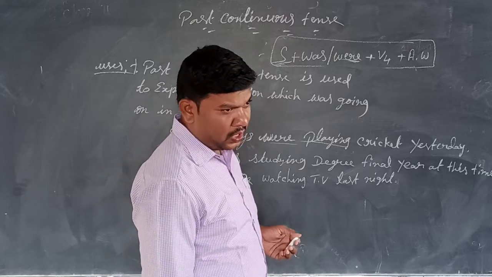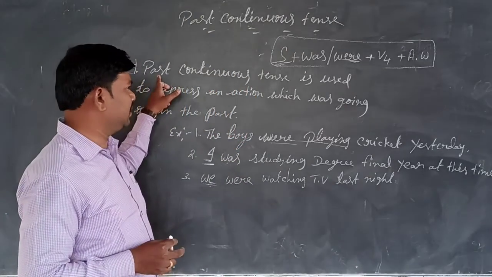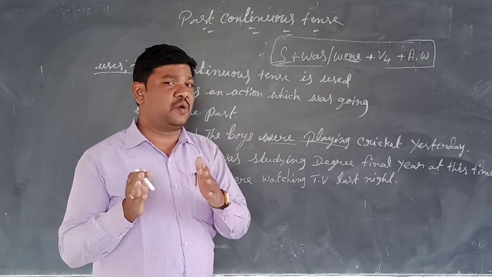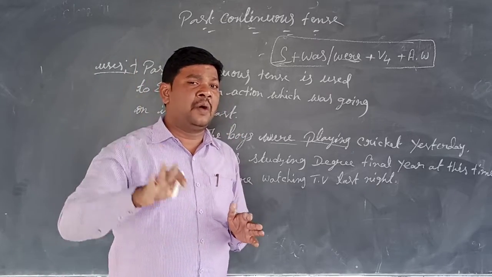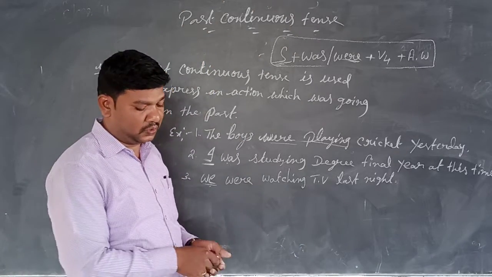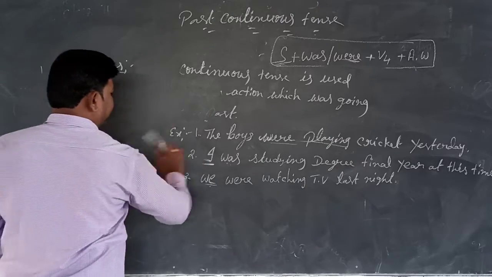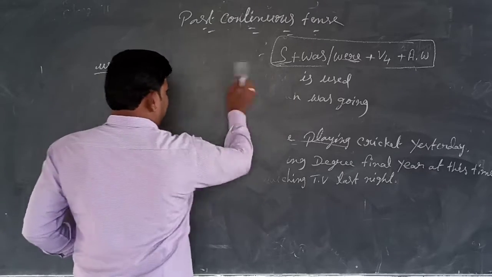This is usage 1. What is usage 1 here? When an action was going on in the past, then we use past continuous tense. This is usage one. And next I'll tell you another usage.